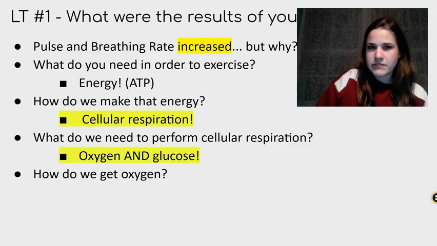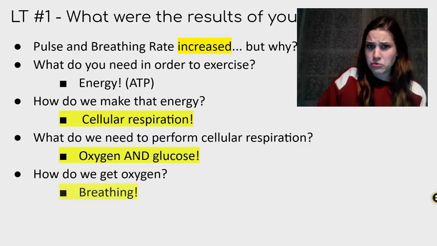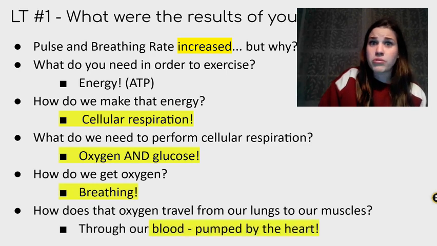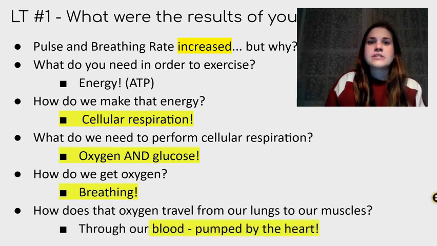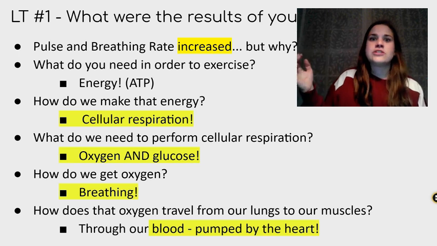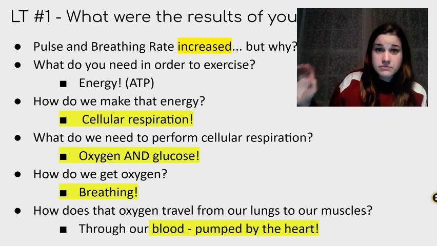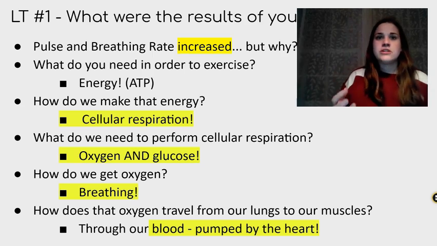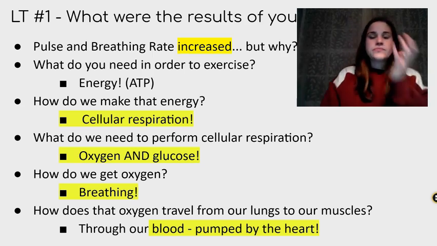So, specifically that oxygen, how do we get it? Through breathing. And how does that oxygen travel from our lungs to our muscles? Through our blood, pumped by our heart. So, in order to get more oxygen to account for this process happening more, you would need to breathe more to get more oxygen in, and you would need your heart to pump faster to get it to where it needs to go.